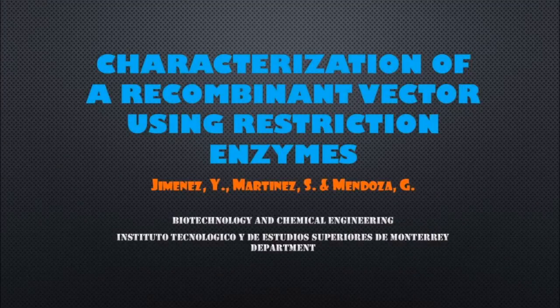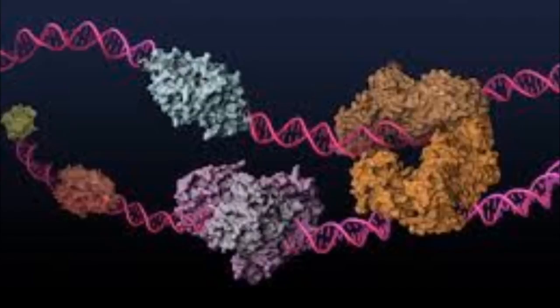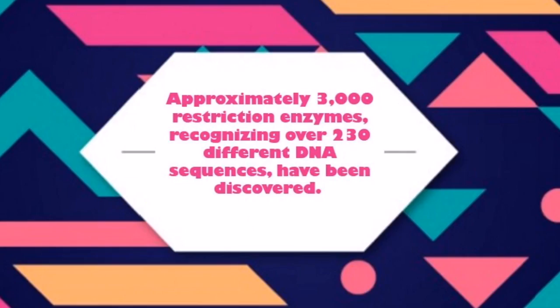Characterization of a recombinant vector using restriction enzymes. Restriction enzymes recognize short DNA sequences and cleave double-stranded DNA at specific sites within or adjacent to the sequences. Approximately 3,000 restriction enzymes recognizing over 230 different DNA sequences have been discovered. There are 4 types of restriction enzymes.